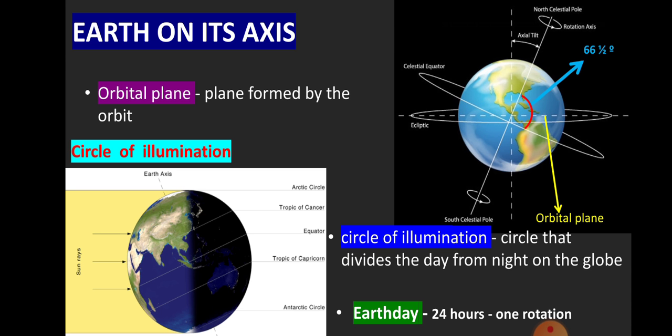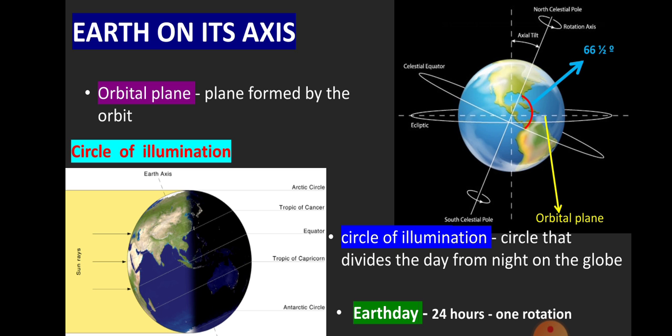The Earth receives light from the Sun. Due to the spherical shape of the Earth, only half of it gets light from the Sun at a time. The portion facing the Sun experiences day, while the other half away from the Sun experiences night. The circle that divides the day from night on the globe is called the circle of illumination. This circle does not coincide with the axis.